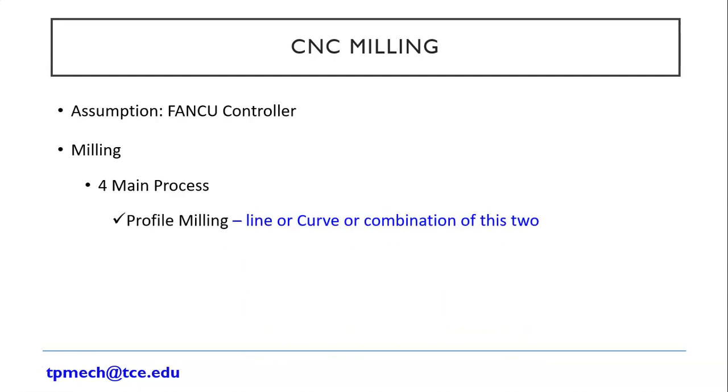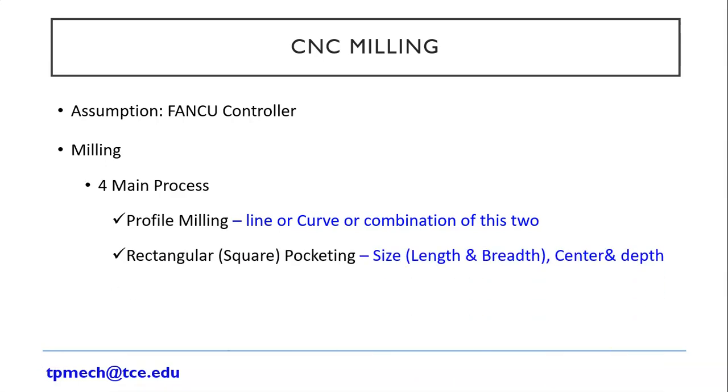So number one, it's profile milling. It may consist of lines or curves or a combination of these two. Right. The second one, it's rectangular or square pocketing. It requires the size of the pocket. It may be length and breadth, the center of the pocket, and the depth of the pocket. Right. So size in the sense length and breadth. If both are equal, length and breadth are equal, then we say it's square pocketing.